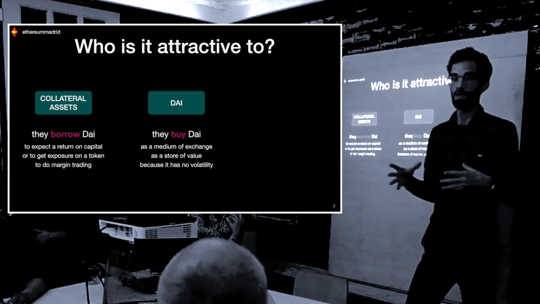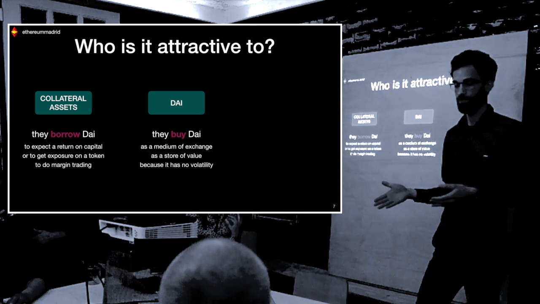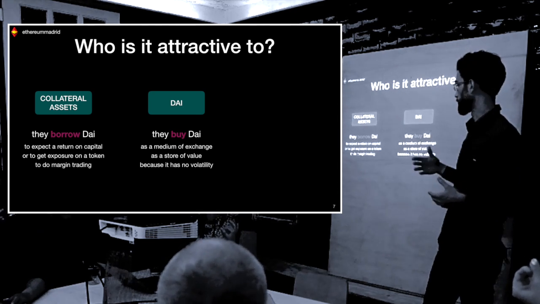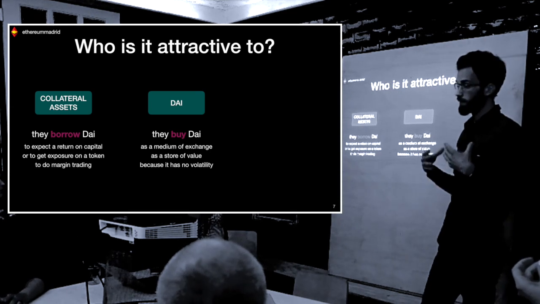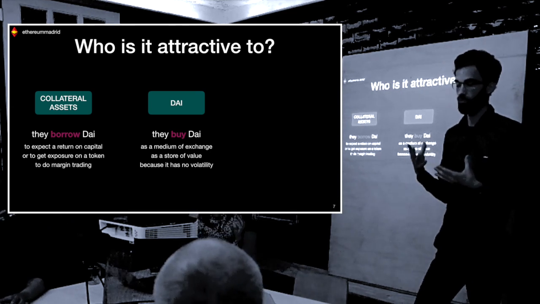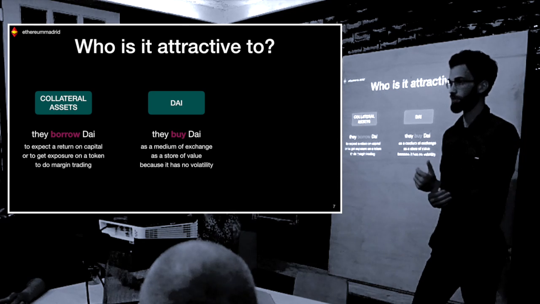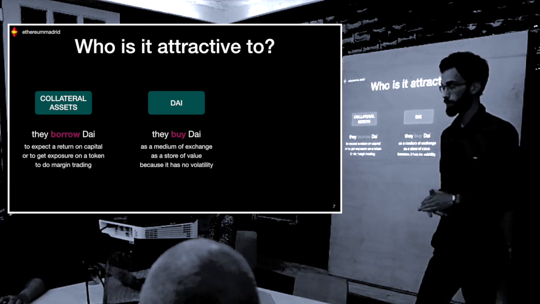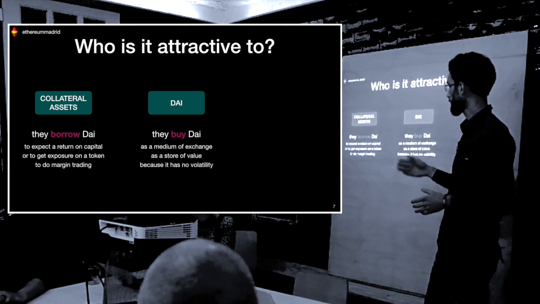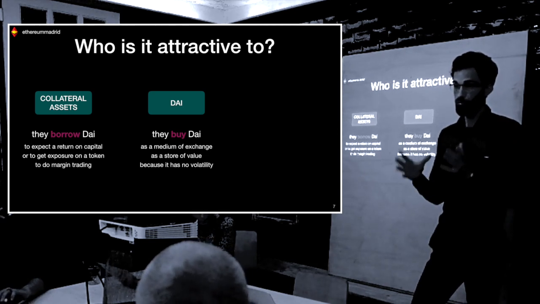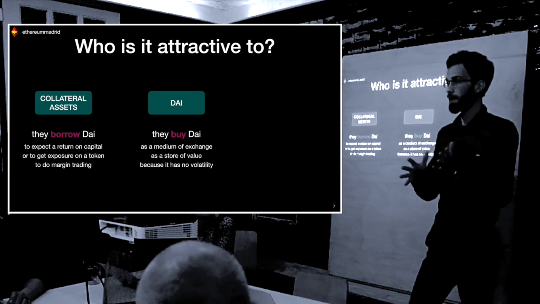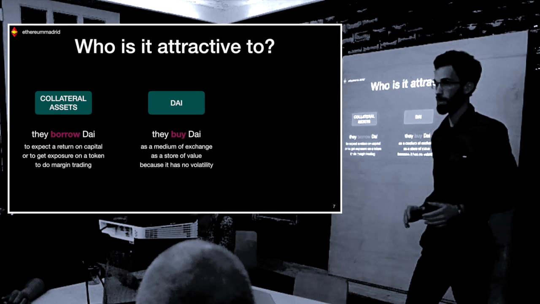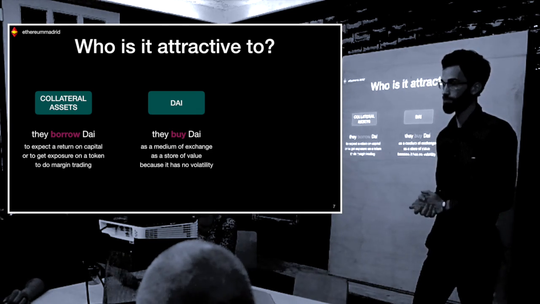So are the people who will issue new stable coins. And those people will need collateral assets in order to do that. And what they want is something different. They don't specifically want to use DAI as a stable coin, but they see it as a financial product in order to get exposure on another asset, to do margin trading, or in order to use the capital they have as a collateral and issue DAI according to the conditions that the Maker ecosystem can provide.